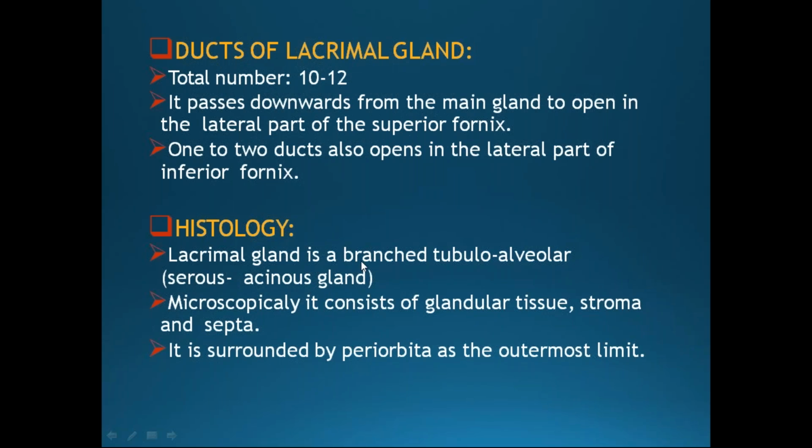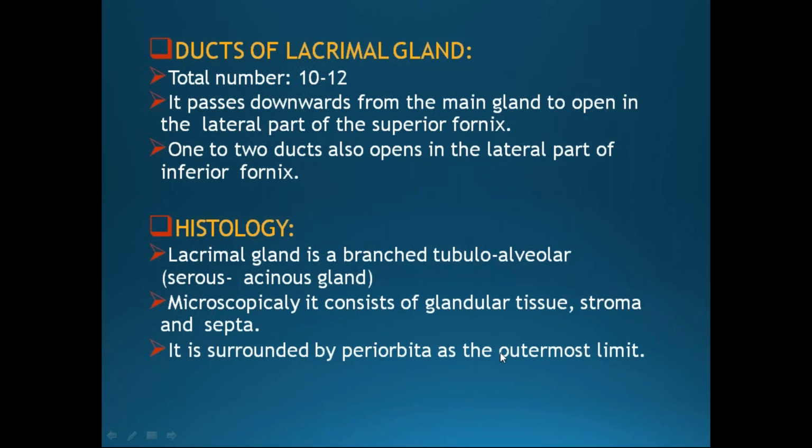Histology: the lacrimal gland is a branched tubulo-alveolar serous acinous gland. Microscopically, it consists of glandular tissue, stroma, and septa. It is surrounded by the periorbita as the outermost layer.